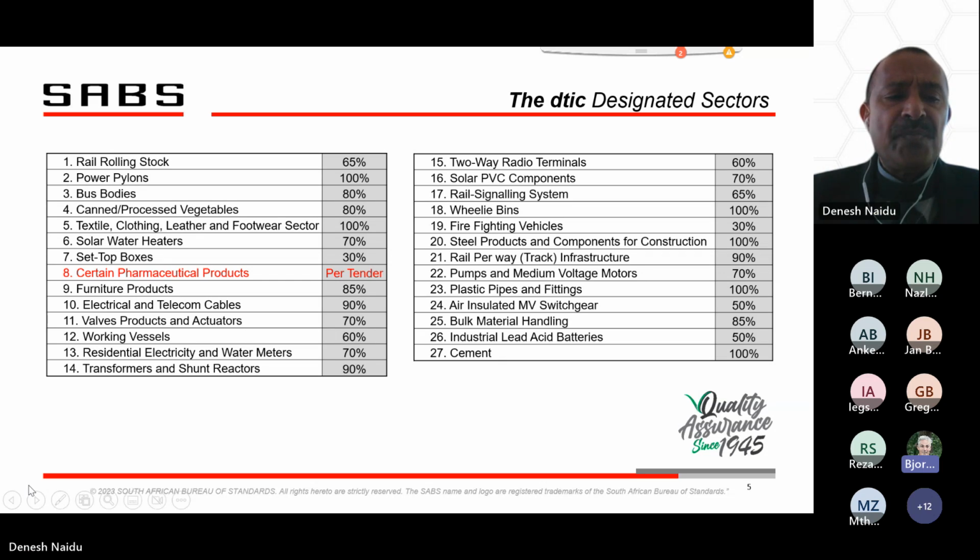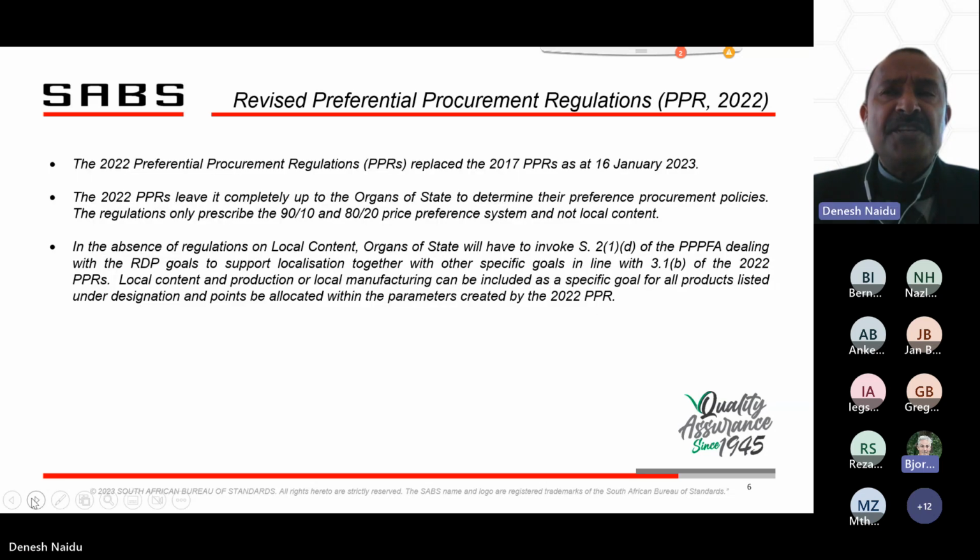So the challenge we have, and why I thought we needed to have this conversation right up front, is that unfortunately, the preferential procurement regulations were replaced in 2017. So the 2017 version was replaced in 2022 as at 16th of Jan.